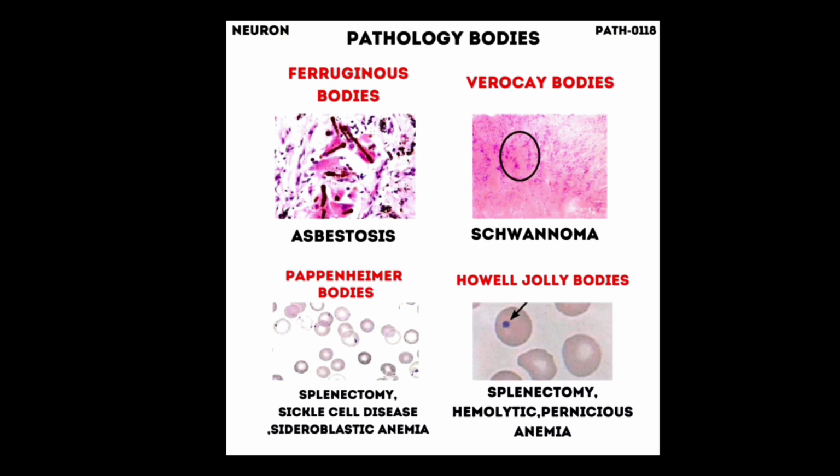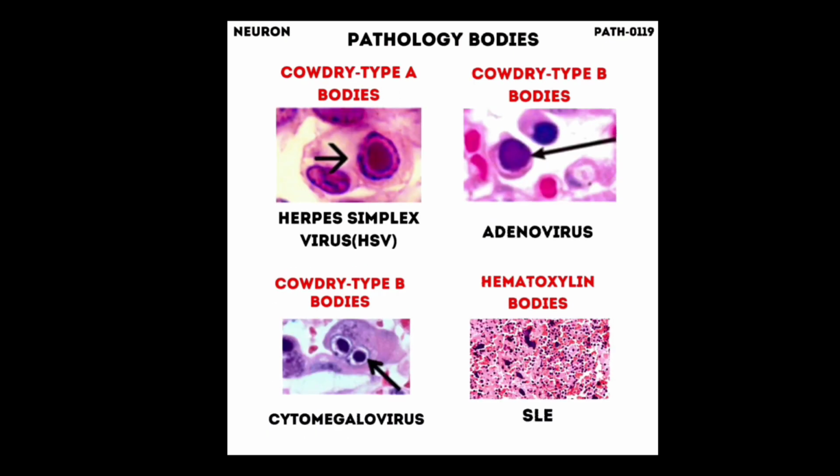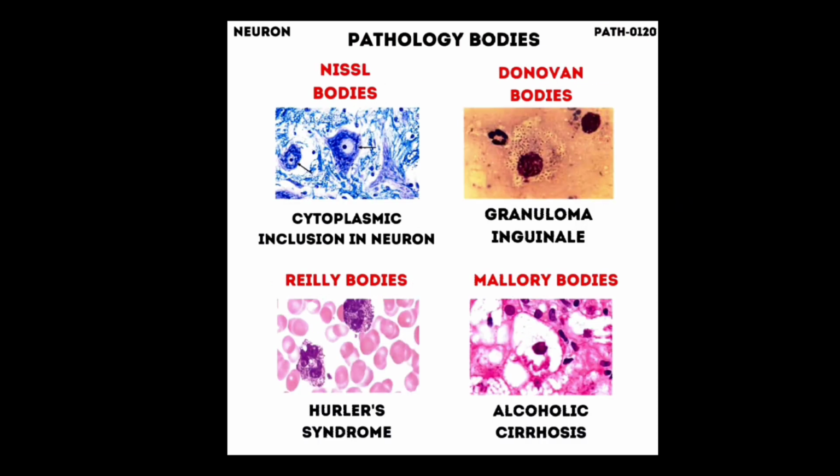Howell-Jolly bodies. Cowdry type A bodies are seen in herpes simplex virus and adenovirus, and Cowdry type B bodies are seen in cytomegalovirus. Hematoxylin bodies are seen in systemic lupus erythematosus. Nissl bodies are cytoplasmic inclusions in the neuron. Donovan bodies are seen in granuloma inguinale, and Mallory bodies are seen in alcoholic cirrhosis.